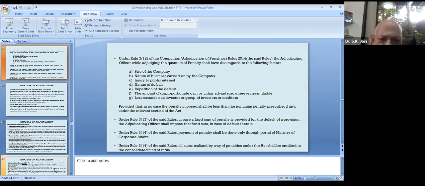Now, under Rule 313 of the said rules, in case a fixed sum of penalty is provided for the default of the provision, the adjudicating officer shall impose that fixed sum in case of default. Supposing there is no wording like minimum rupees 1 lakh extending to 5 lakh, but a fixed amount of rupees 1 lakh, then ROC has no discretion but to impose the fixed penalty of rupees 1 lakh. Now, under Rule 314, payment of penalties shall be done only through the portal of the Ministry of Corporate Affairs.